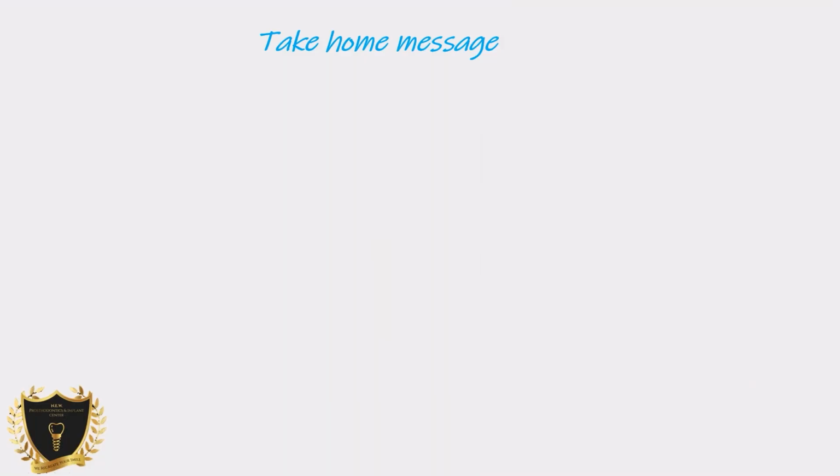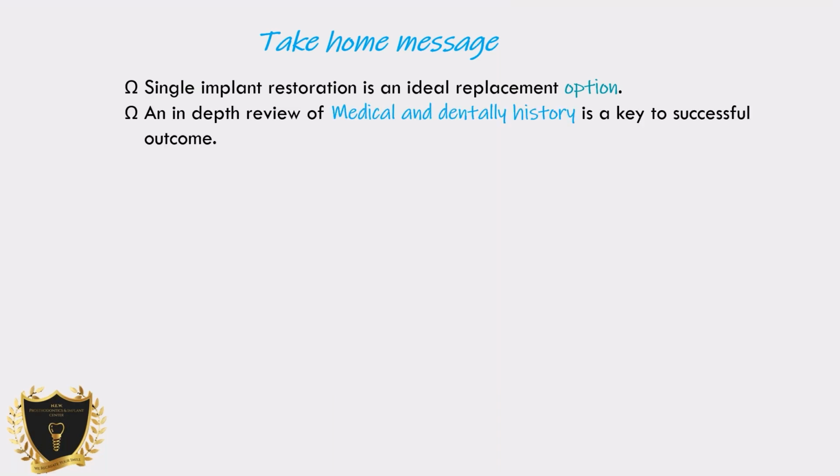Almost time to wrap it up, so take home message. A single implant restoration is an ideal replacement option. This is the gold standard and the first ideal option for replacing a missing tooth. A fixed dental prosthesis, also known as a bridge, always comes second because you are biologically cutting tissue. So always keep that in mind.